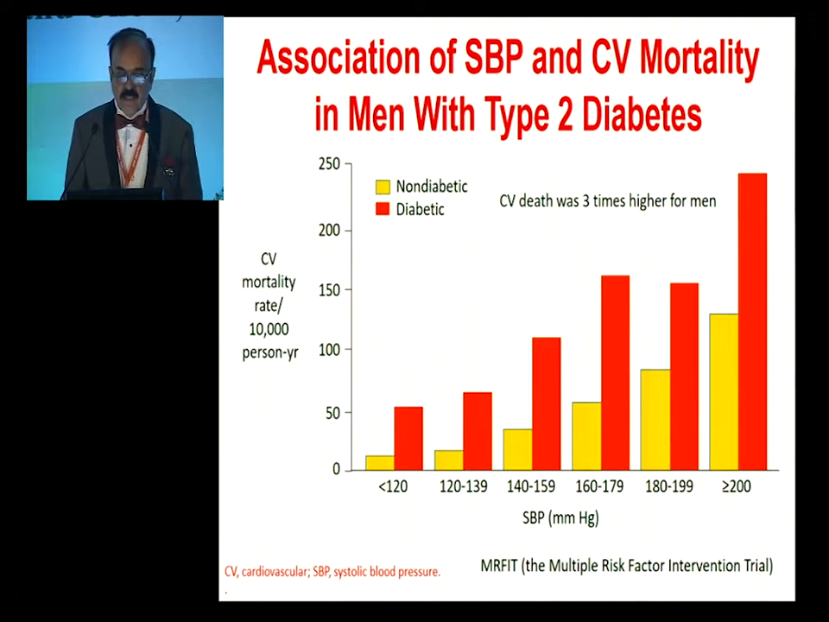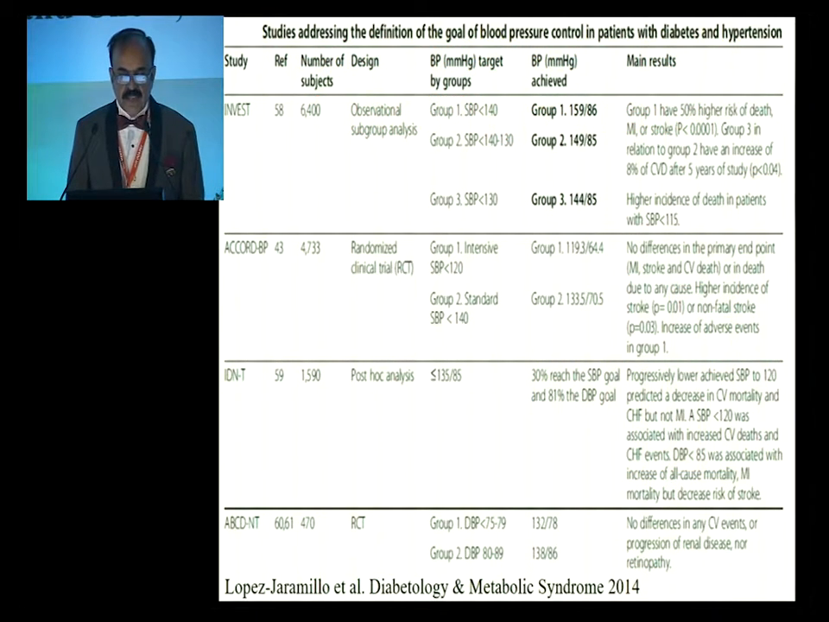And the systolic blood pressure also increases risk in men with type 2 diabetes, and that also correlates, as shown by the MRFIT trial, the Multiple Risk Factor Intervention Trial. And these are the studies which define the goals of blood pressure. I don't think you should see all that, because it will more confuse. The more and more you read about the trials, the more and more confusion you have about the target.